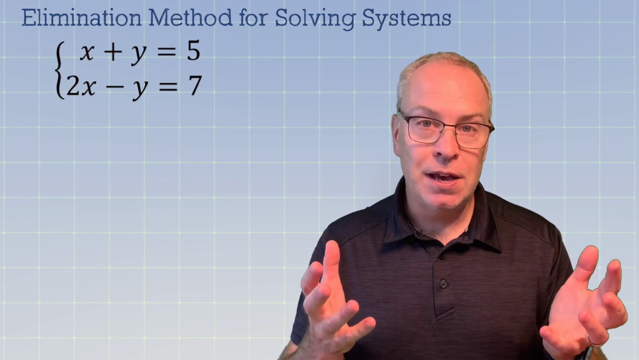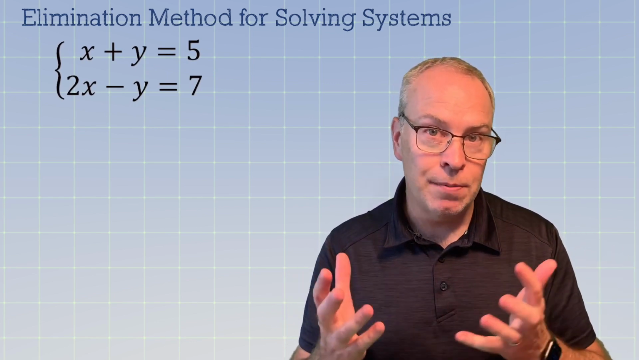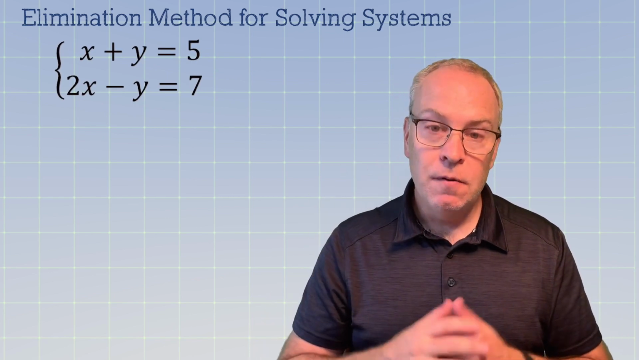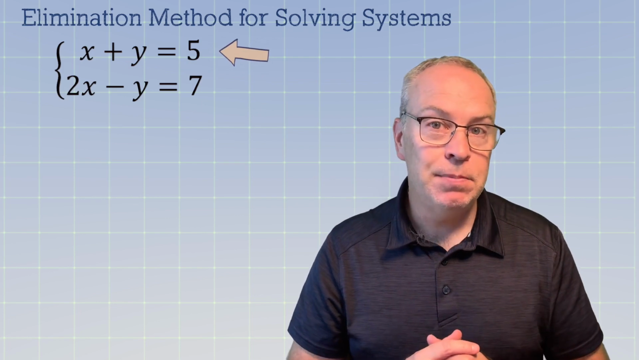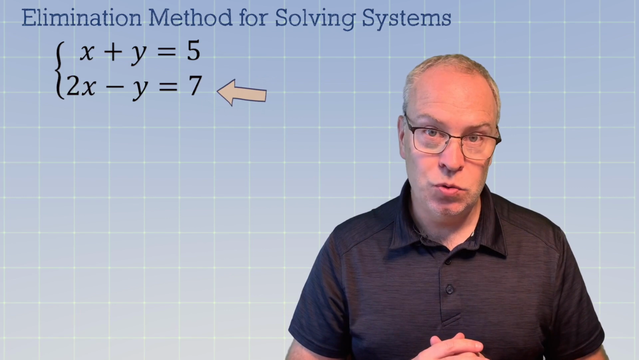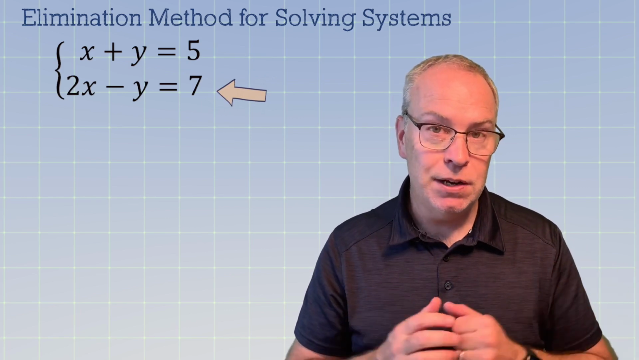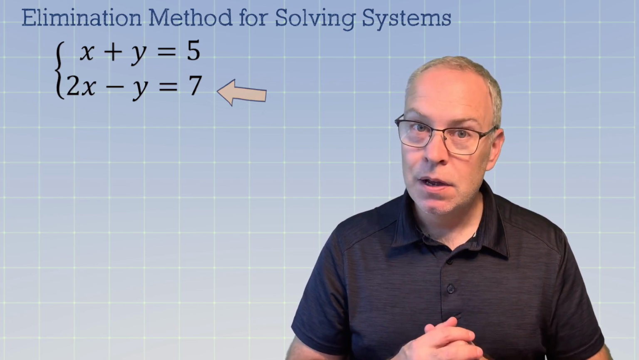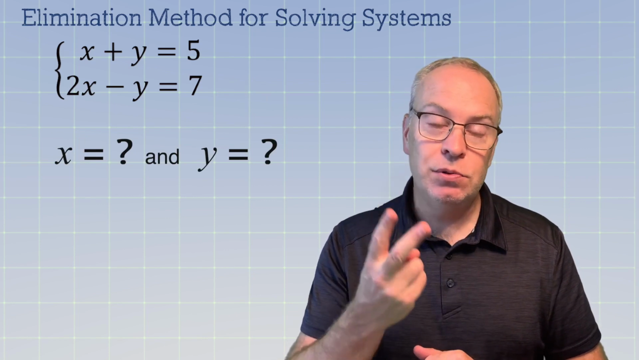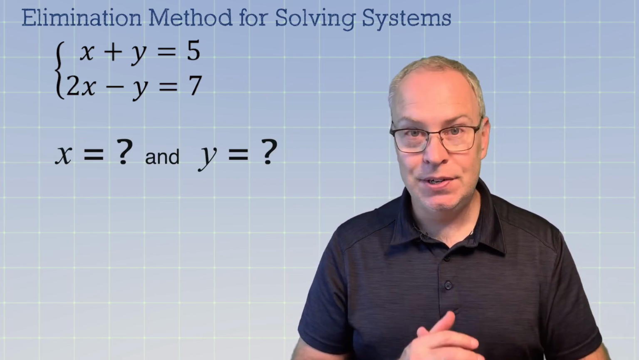Now, one way to think about these that I think is very helpful is that these are number riddles. We're trying to figure out 2 numbers. We'll call them x and y. And I have two clues to this riddle. The first clue is that they add up to be 5. X plus y equals 5. And then the second clue in this riddle is that 2 times the first minus the second, so 2x minus y, that's 7. So what is the solution? What are the 2 numbers? We have 2 unknowns and 2 clues, 2 equations, so we can solve this system.